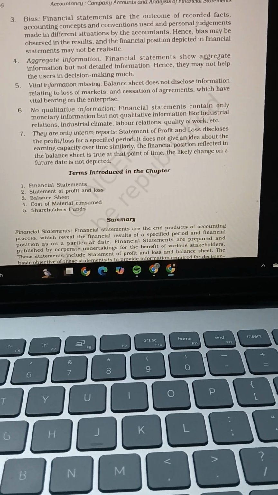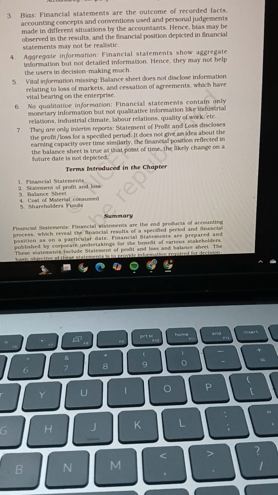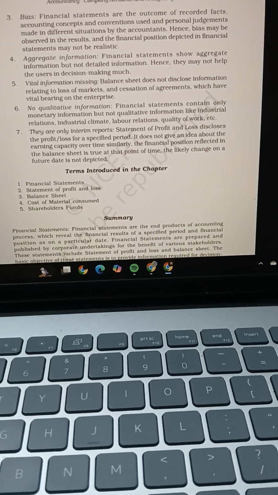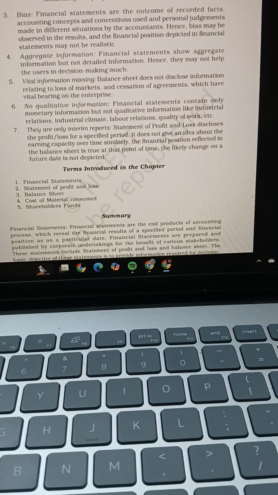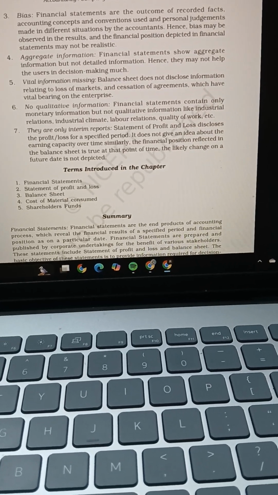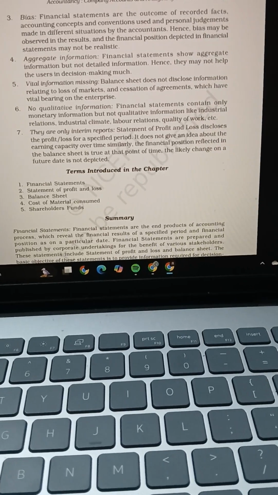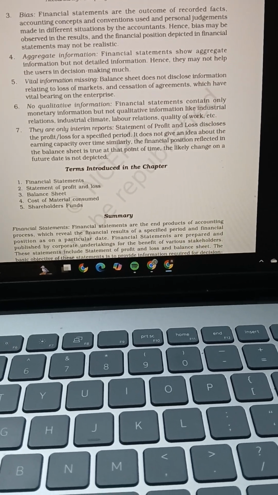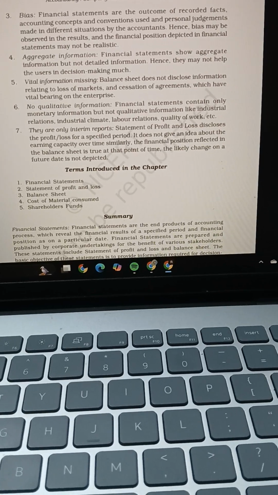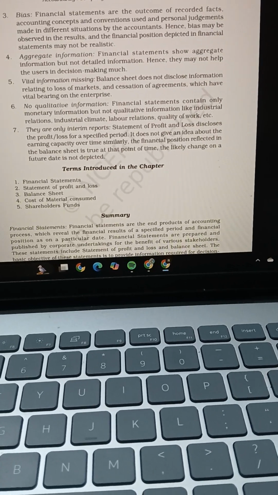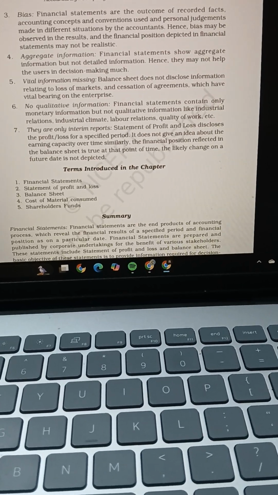Then the fifth one, vital information missing. The balance sheet does not disclose information relating to the laws of the markets, etc., which have a vital bearing on the enterprise. No qualitative information. Financial statements contain only monetary information, money related information, but not qualitative information like industrial relations, industrial climate, labor relations, quality of work, etc.